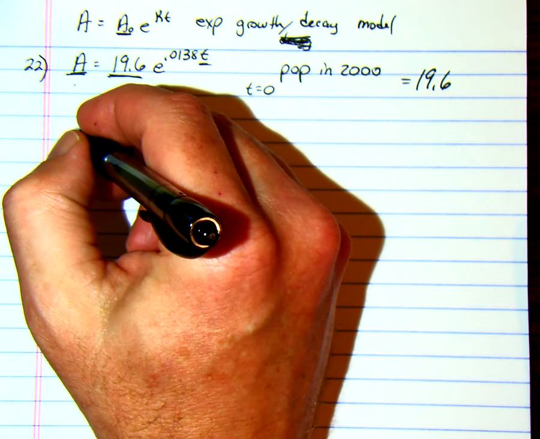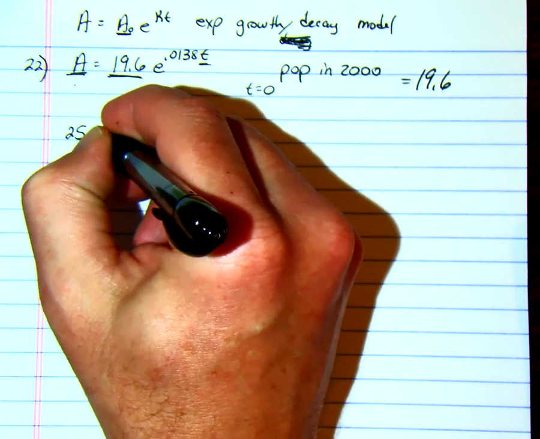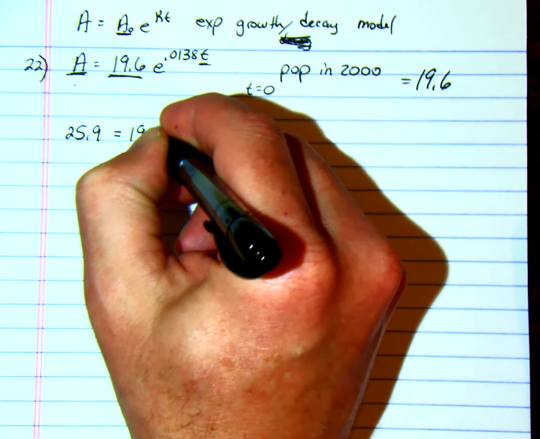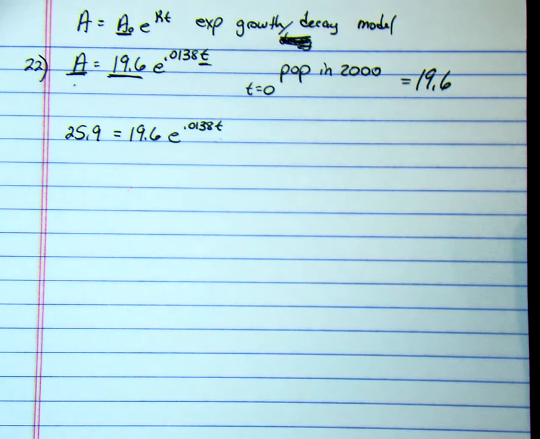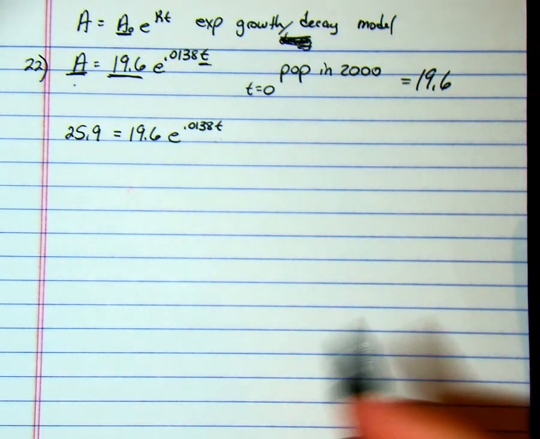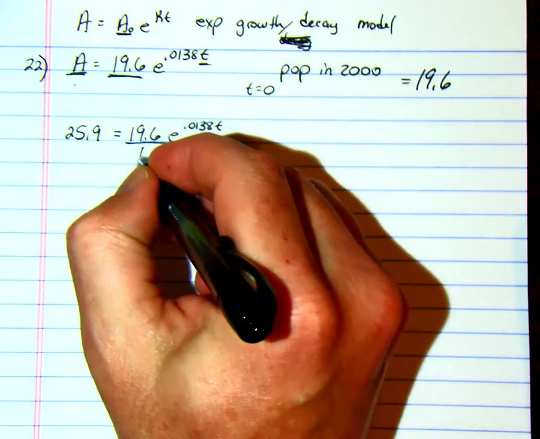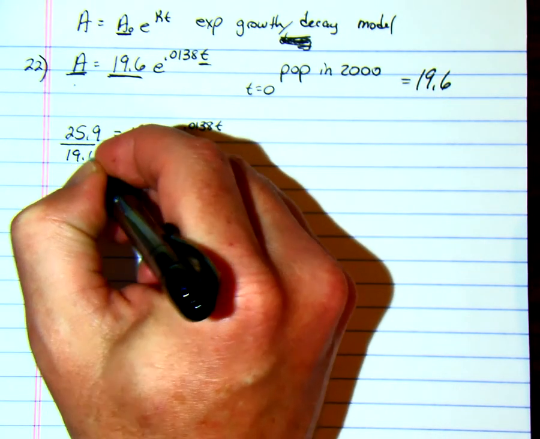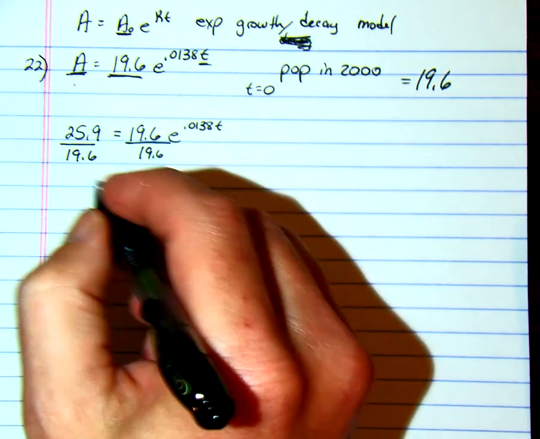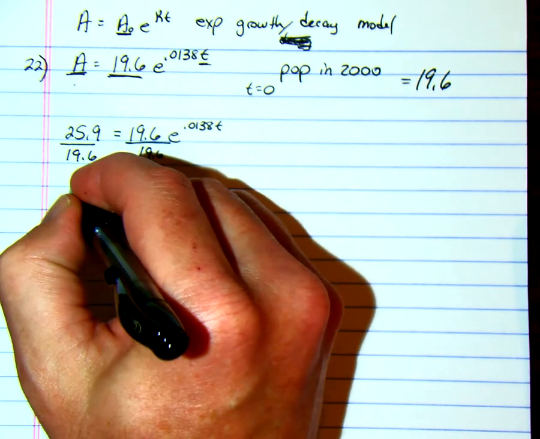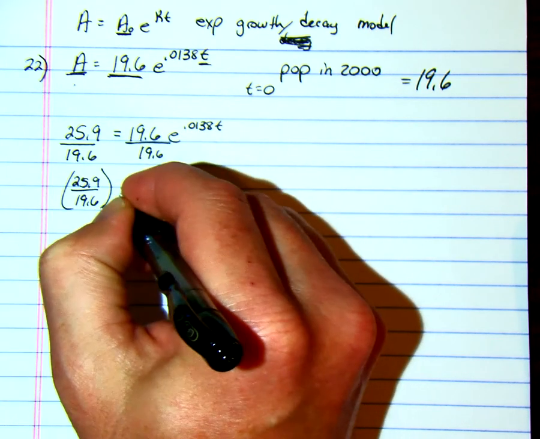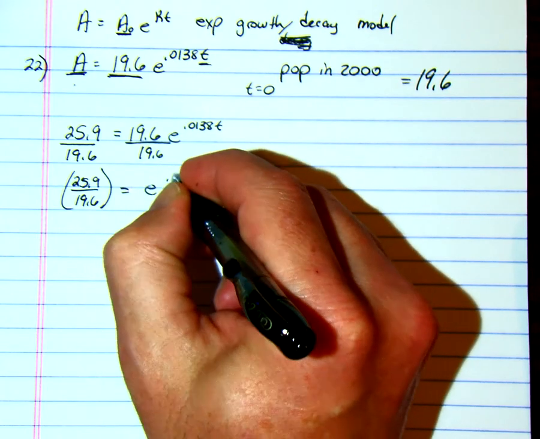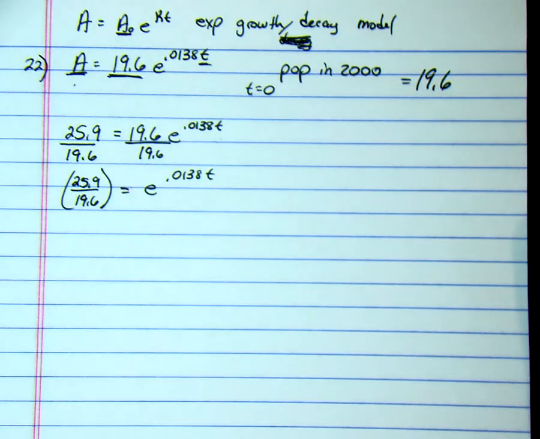The harder part is, when will the population of this state become 25.9 million? Now this goes to what we were just doing. We're going to solve an exponential equation. In order to solve it, we divide over the 19.6. I'm going to leave this as a fraction, because I want an exact answer later. This is going to be e to the 0.0138 t power.